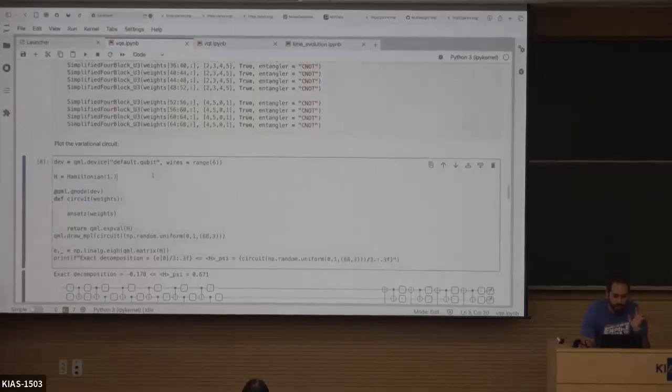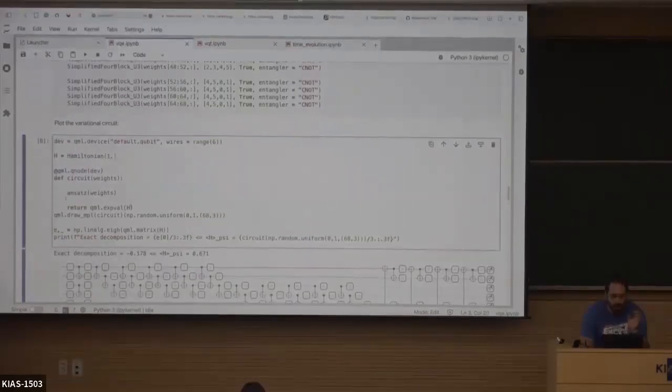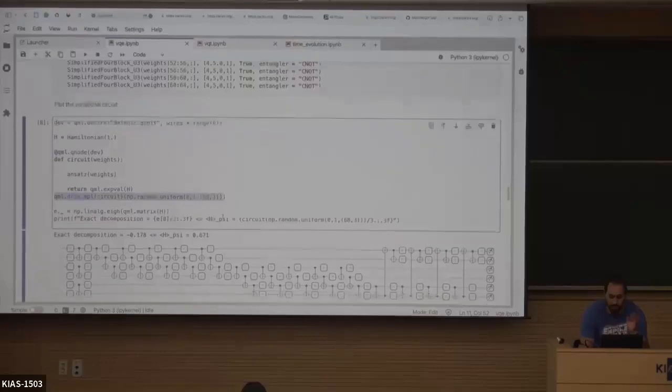So what I'm going to do is simulate a 6-qubit circuit, and I'm applying my ansatz with my weights. These weights are randomly initialized. I don't care what they are right now. And just to show you everything, I'm simulating beta equals 1, and I'm taking the expectation value of this Hamiltonian. I just wanted to show you how the circuit looks.